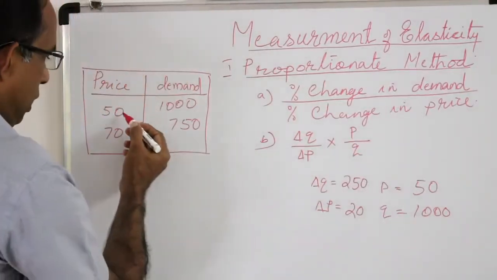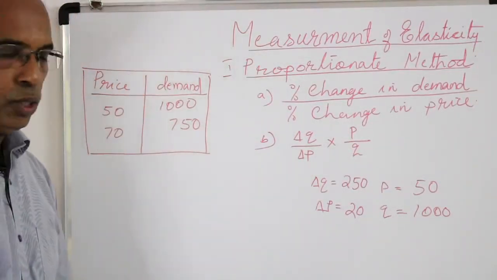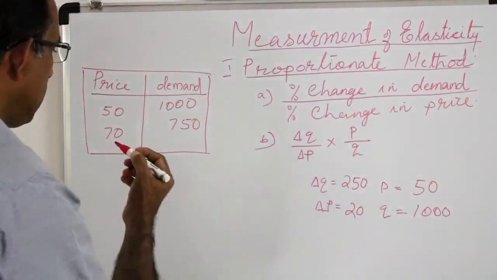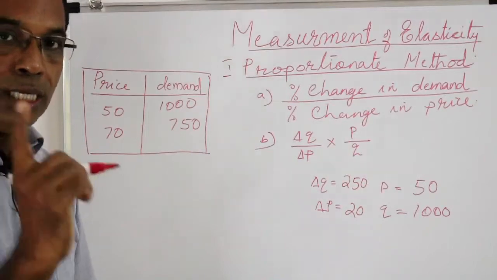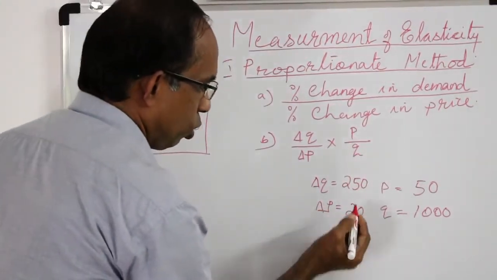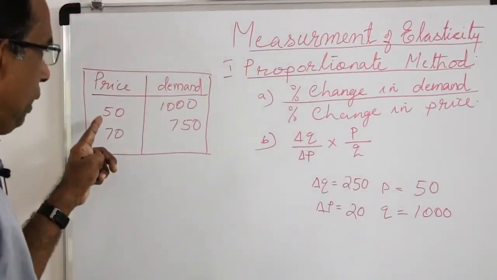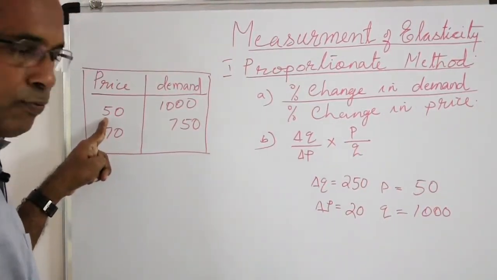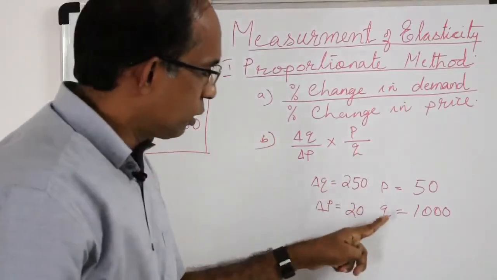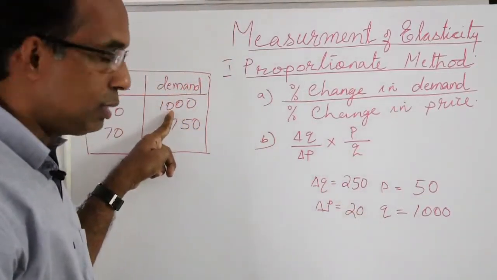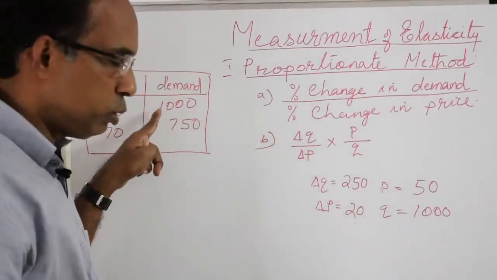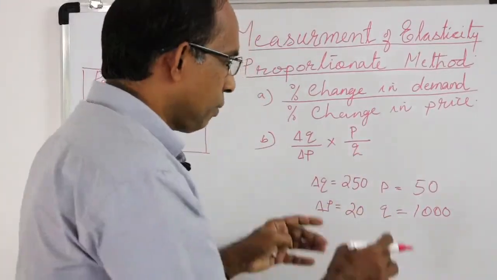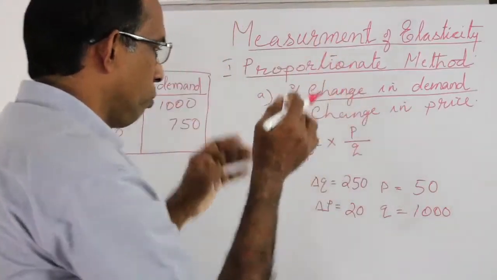And delta P, what is change in price? Not the new price but the change in price. Price increased by 20 rupees. So delta P is 20. Then P is the initial price, that is 50. And Q, initial quantity. Original quantity was 1000. So Q is 1000. Now we can substitute these values into the formula.